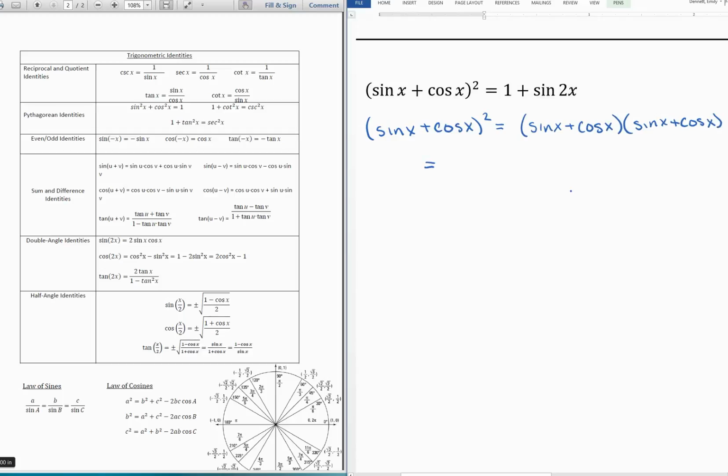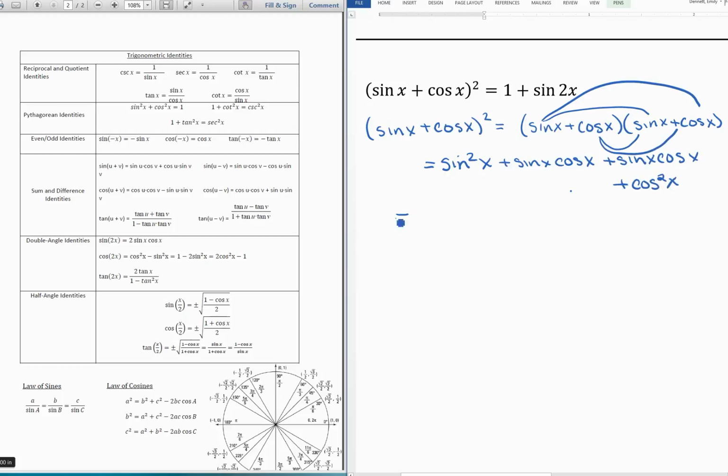And we're going to FOIL that out. So when we FOIL that out, our first terms, sine of x times sine of x, will give us sine squared of x. Our outside term, sine of x times cosine of x, would give us, we'll just write sine of x cosine of x. Plus our inside terms will be cosine of x times sine of x, which we can write as sine of x cosine of x, plus our last terms, cosine squared of x.